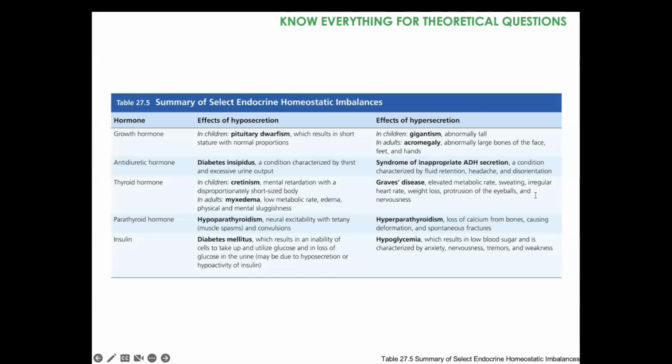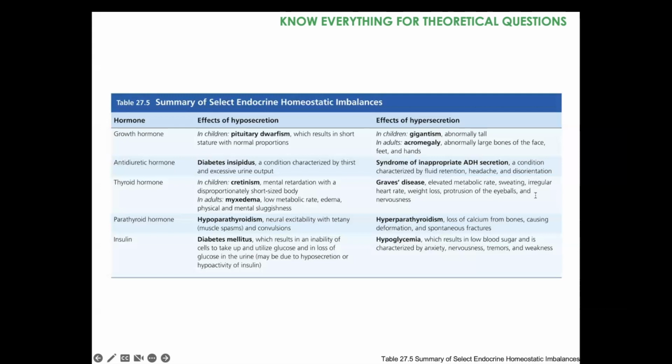The thyroid hormones, if they are being hyposecreted in children, will develop cretinism, which is a mental retardation with a disproportionately short-sized body. And in adults, you will develop myxedema, which is a low metabolic rate, edema, and physical and mental sluggishness.